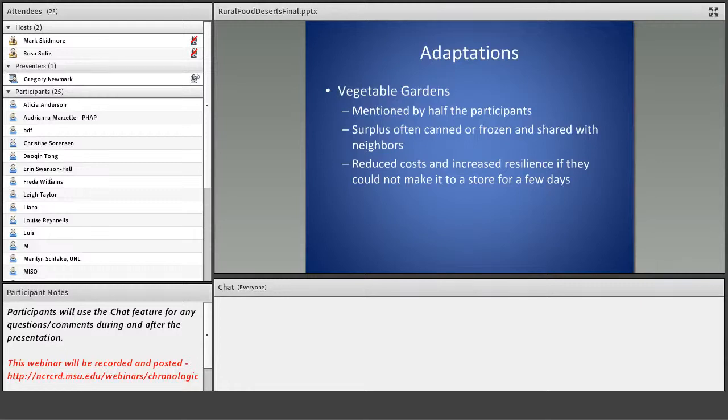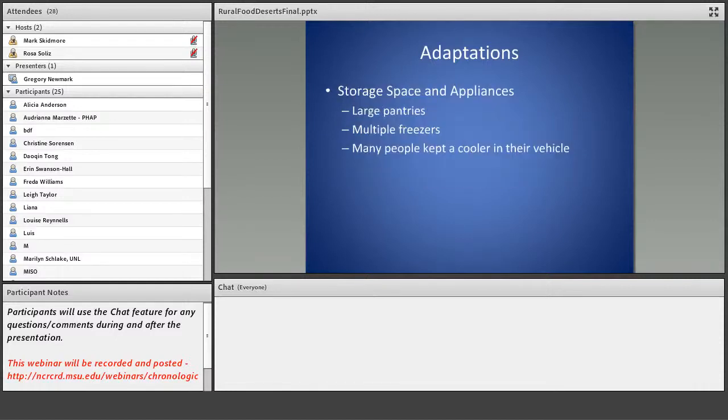Another option, again more well suited for rural areas than urban ones, although thankfully increasingly in urban areas, is vegetable gardens. Half the participants had a vegetable garden, and people talked about how they would can or freeze their produce and often share that with their neighbors. They often talked about how it was very helpful in reducing costs, but also for increasing resilience. If they couldn't make it to a store for a few days, they had produce they could live off of, and conversely, they didn't have to buy spaghetti sauce all winter because they had pre-made it.